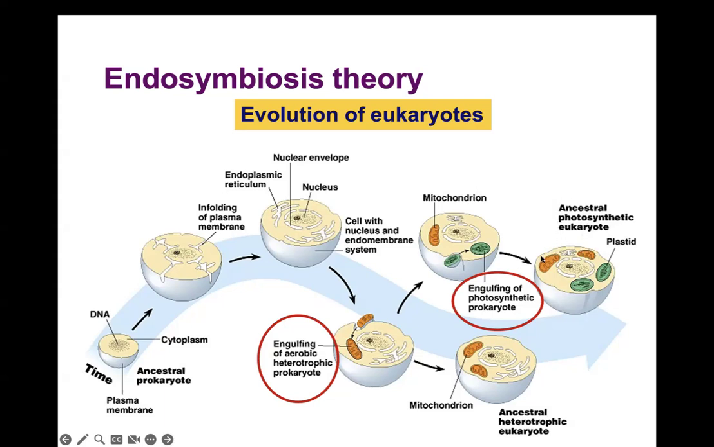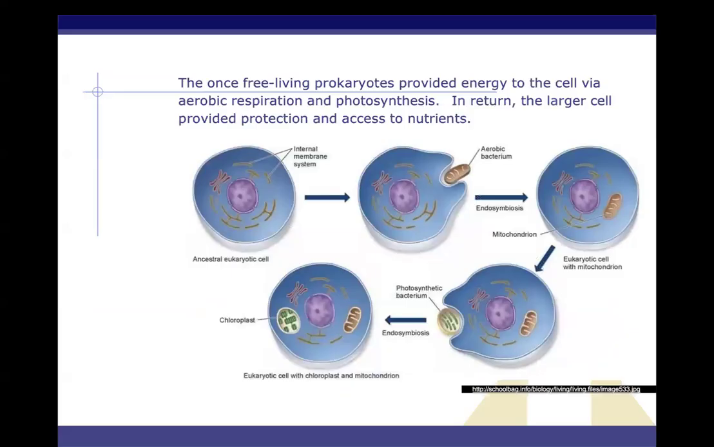eukaryotic cells. Now, of course, this was very slow. It took over 1,000 million years for this to happen. So it wasn't overnight by any means, but eventually it gave rise to the first eukaryotic cells. Here's another picture, an artistic representation of what that might have looked like over 1,000 million years.